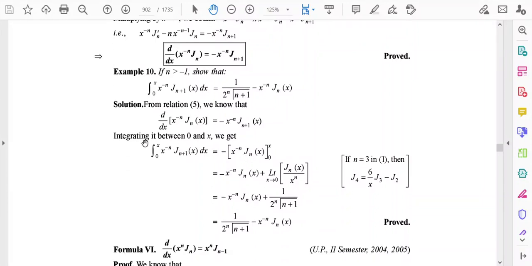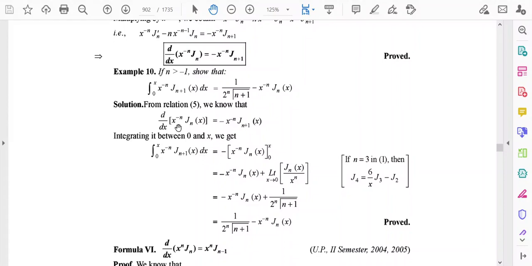Now we are going to integrate this equation. So this dx will be transferred to the right side. So the left side is d of x to the power minus n Jn(x), and dx has been transferred here. If we integrate, this will become 0 to x. Our right side is x to the power minus n J(n+1) dx. I have already told that dx has been transferred to the right side. So then we are integrating. So the integration of the right hand side will be x to the power minus n J(n+1)(x) dx.